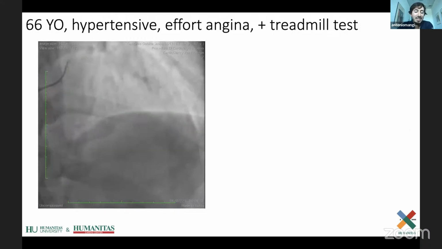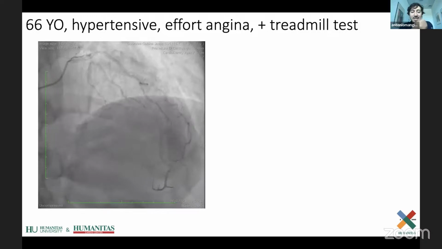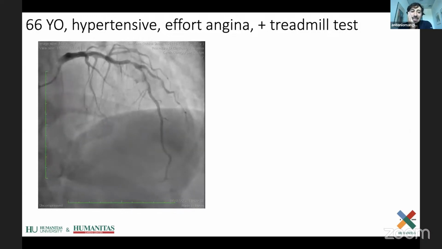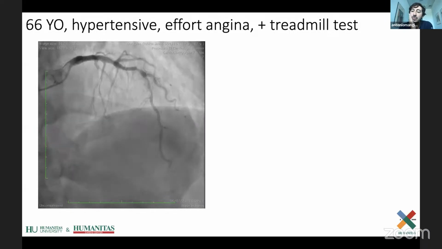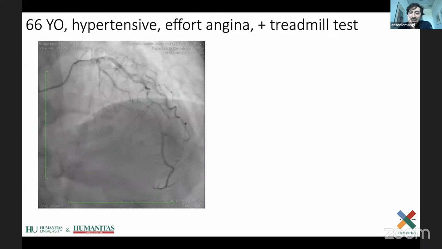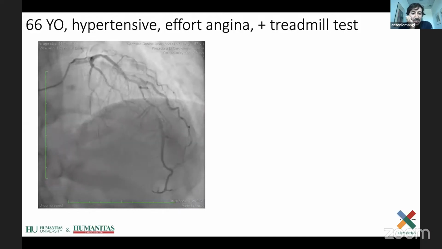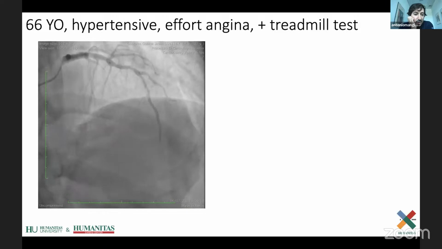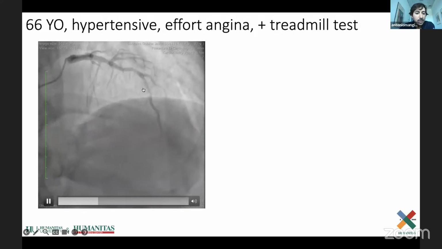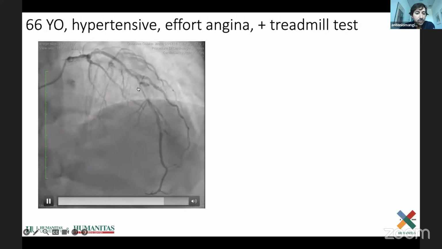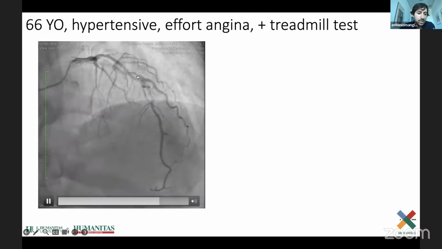Okay, we have this other case, which is a short case. I will say why. So 66 years old, hypertensive, effort angina, positive treadmill test. So Azim or the fellow or Dottoressa Presbitero, you see that there is a critical stenosis around the diagonal. I think we are moving in the mid portion of the LAD. After the diagonal, there is a lot of calcification, you see, especially in this part.